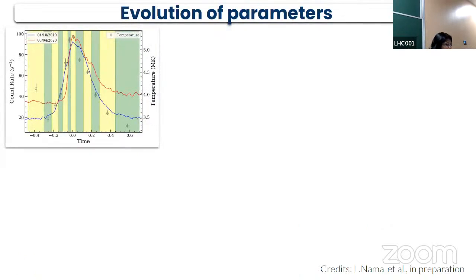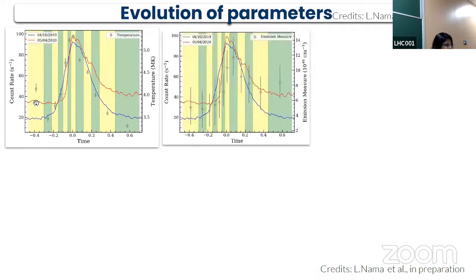These are results for one such set of flares. This shows that, as we saw for B-class flares, here also the temperature increases with the increasing intensity of the flare, and during the decay phase it comes down. And so does the emission measure.